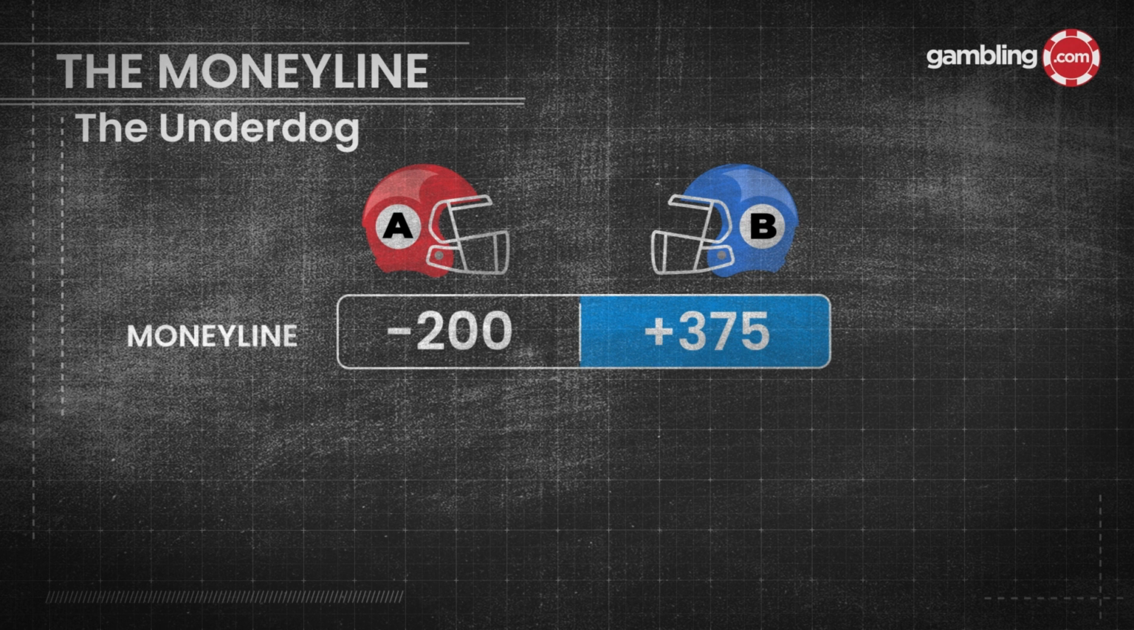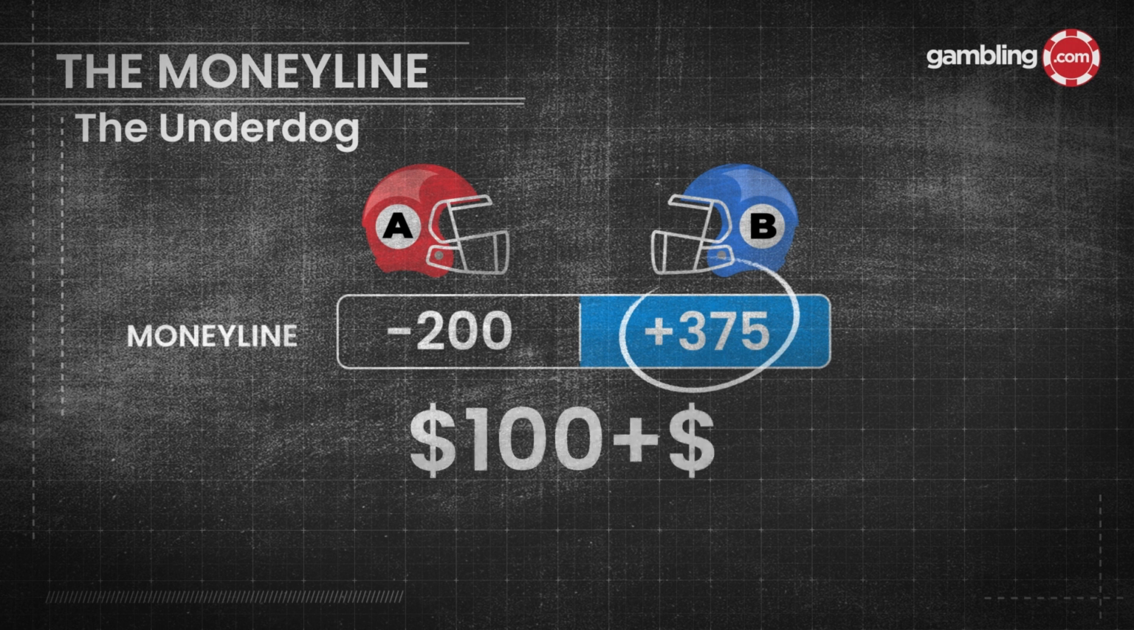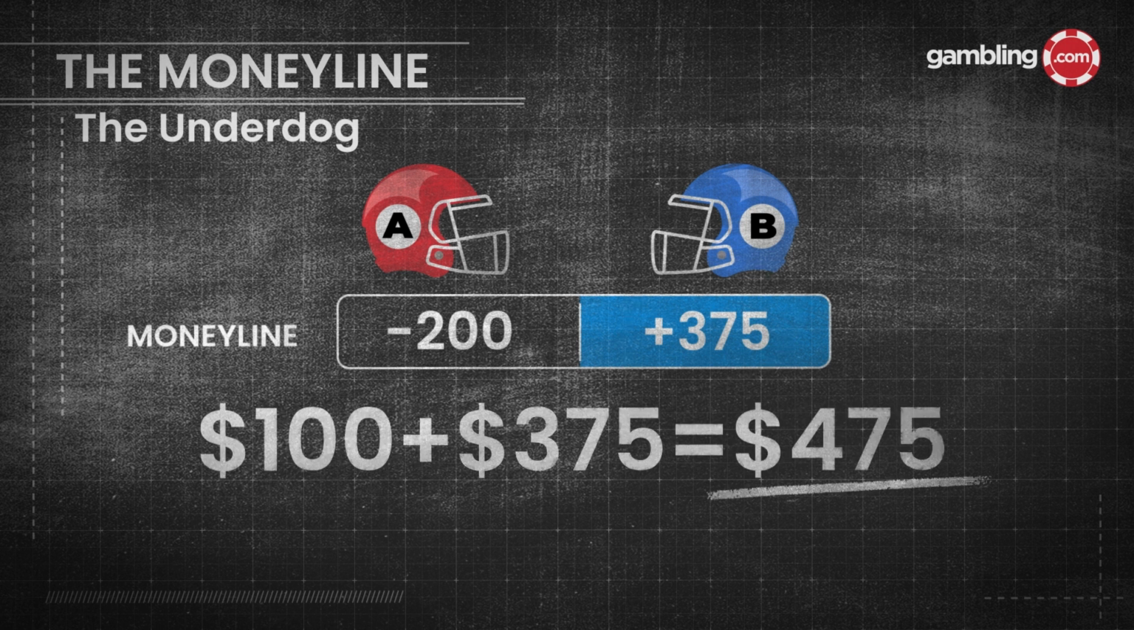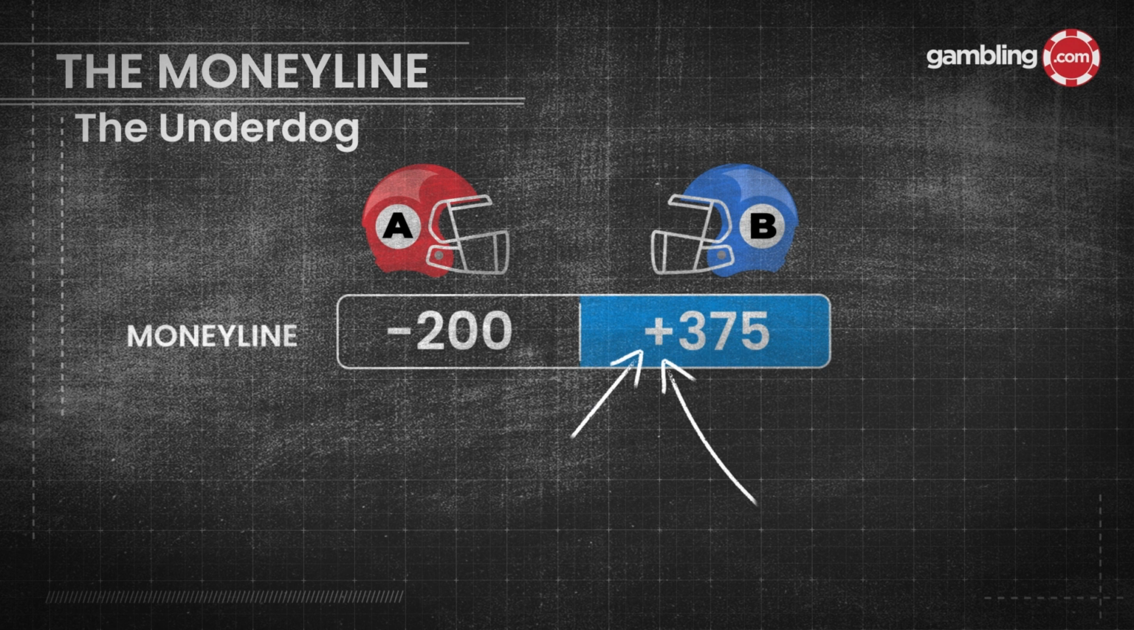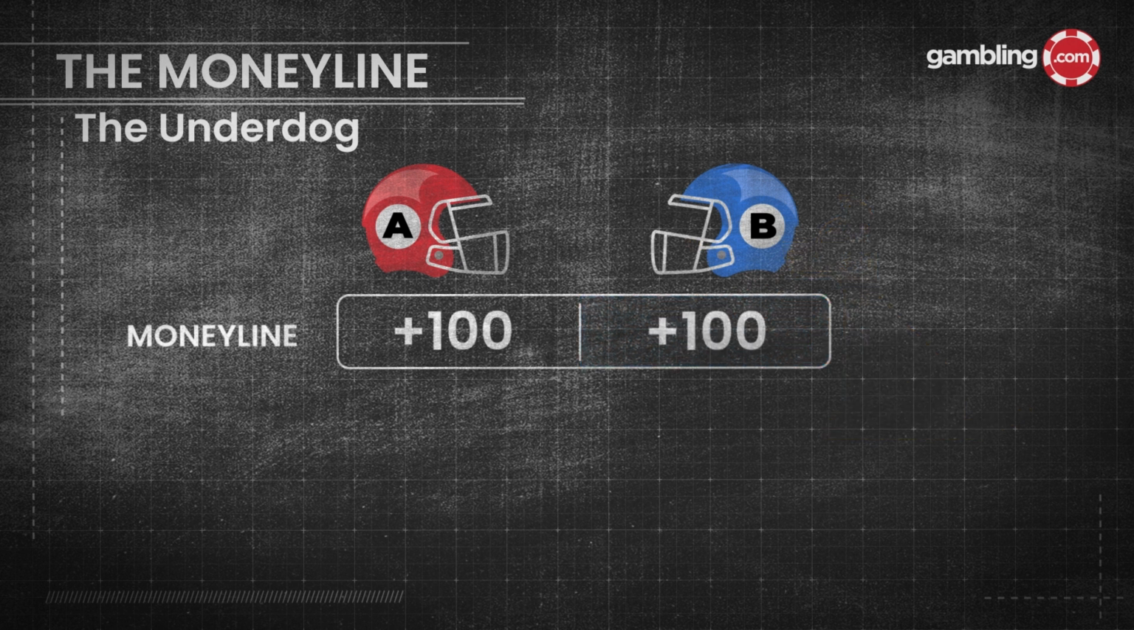The underdog. The underdog or dog is the team considered less likely to win by the bookies. Using $100 again as the wager, a bettor would have to place $100 to win the amount listed. That is plus $375 for an underdog win. In this instance, a bettor would wager $100 to win $375, giving a total payout of $475, the stake of $100 plus the $375 winnings. An underdog price on the money line carries a plus sign on the money line betting. The dog is always more risky and therefore will pay out more in winnings than the original amount wagered.